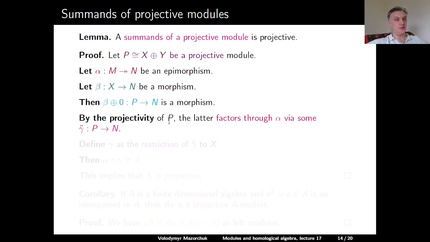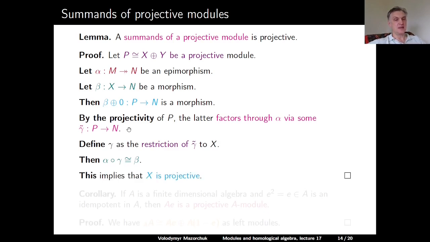By the projectivity of P, beta plus 0 factors through some morphism gamma tilde from P to M via alpha. So in other words, this morphism beta plus 0 is equal to alpha after gamma tilde, for some gamma tilde from P to M. So if we define gamma as the restriction of gamma tilde to X, we get that alpha after gamma is equal to beta. And this implies that X is a projective module.